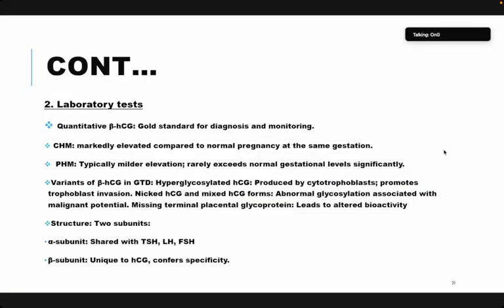In terms of biochemistry, you do your quantitative beta HCG, which will quantify the amount of beta HCG. It's usually markedly elevated in complete hydatidiform mole than with partial mole. There are other variants of beta HCG that you need to take note of, which can also tell you about the predisposition to a gestational trophoblastic neoplasm, which is your hyperglycosylated HCG, your mixed or your nicked type HCG forms.